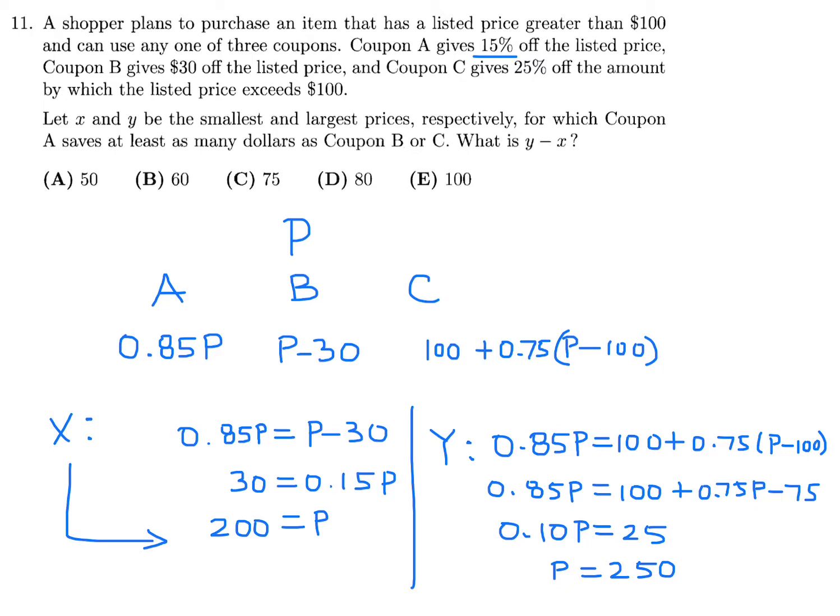So what they want in the question is Y minus X. Okay? Well, Y, we just figured out, was 250. X was 200, so Y minus X is 50. And therefore, number 11, the answer is A.